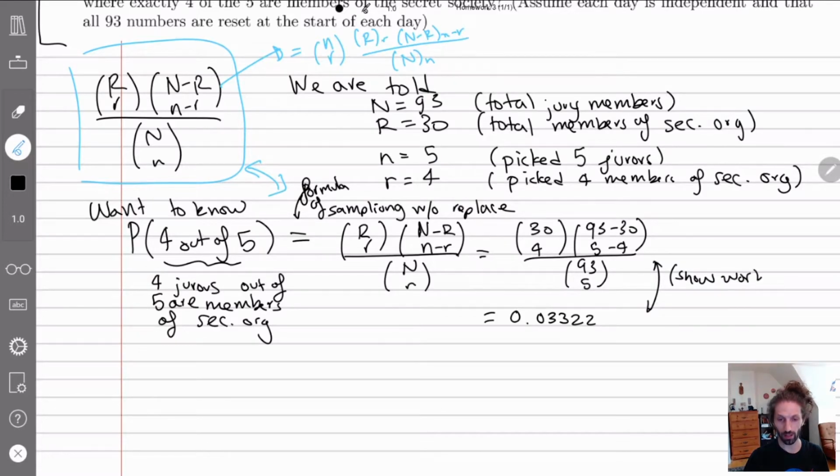For me, I'm not going to go over everything, just to save time. But this is our probability, the probability of 4 out of 5. Okay, so that's number 1. Let's look at part 2.